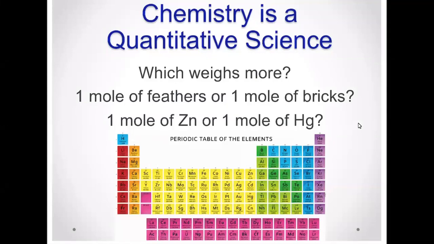Maybe it's often good to relate it back to the dozen. So you can also think in your head, well, that would be 12 feathers versus 12 bricks. Right? So remember the mole is just a count.